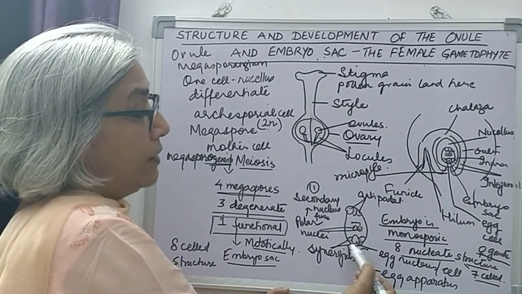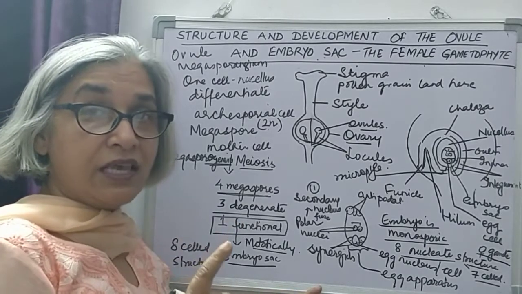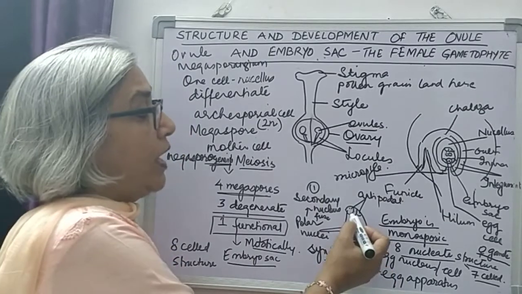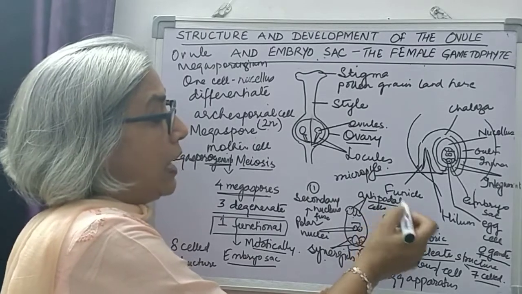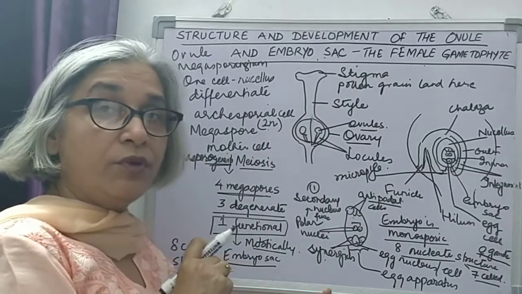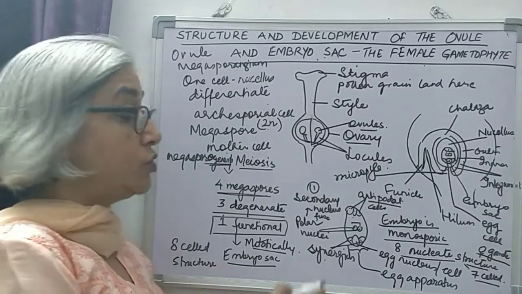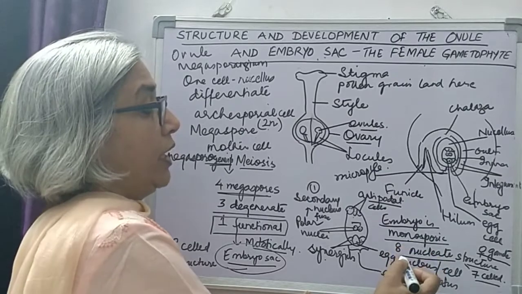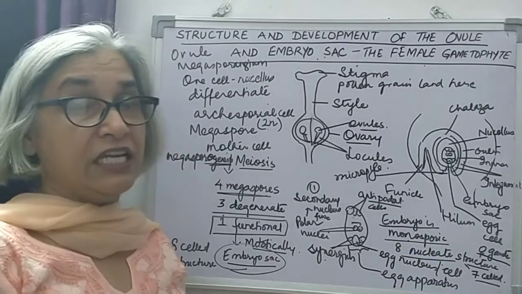The ones near the micropylar end: 1 is called the egg cell or the female gamete, which is surrounded by 2 synergids. The 3 at the chalazal end are called antipodal cells, and the remaining 2 are called polar nuclei, which are in the center of the embryo sac and which fuse to form the secondary nucleus. So this is the structure of the embryo sac, which is a monosporic 8-nucleate structure. Later it changes to a 7-celled structure.